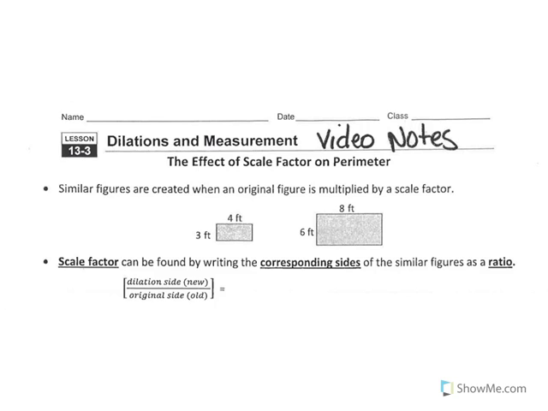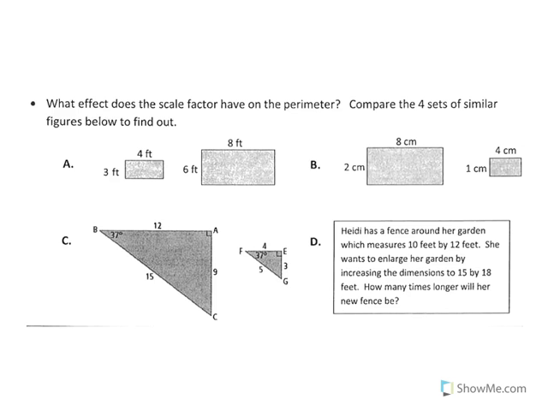Scale factor can be found if you write a ratio with the corresponding sides, and the ratio would be your dilated side over the corresponding original side length. So you can say new over old. And I like to say N over O. Okay, so we're going to first discuss the effect that scale factor has on perimeter.